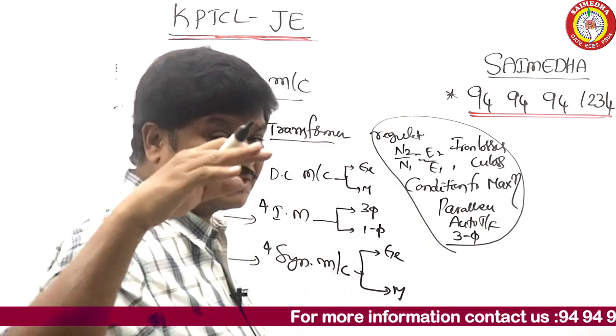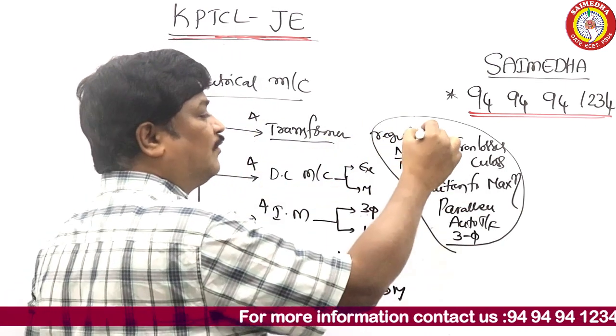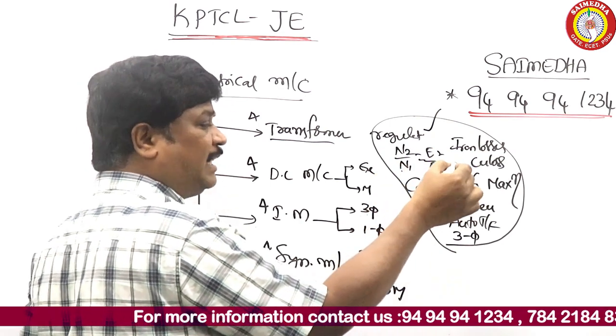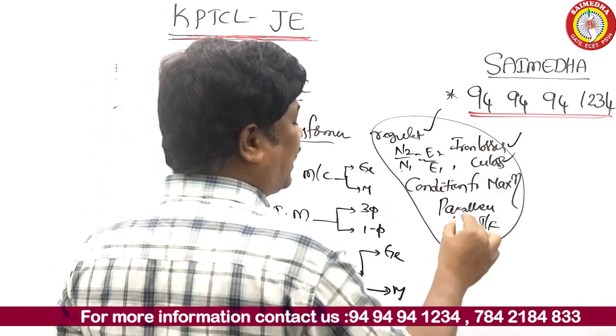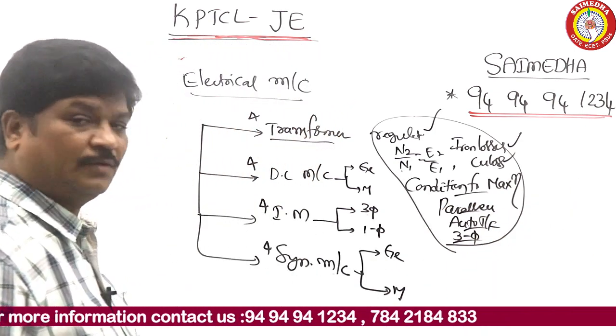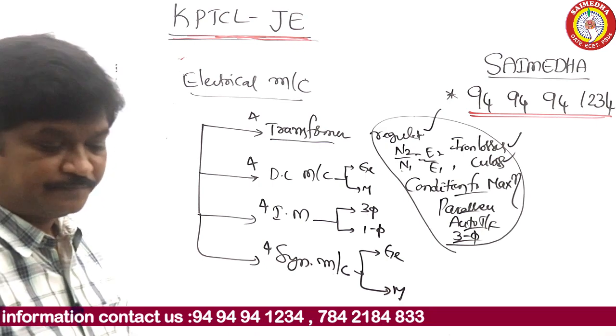Other topics you try to study, but for regulation, you can get one question. The ratio N2 by N1 is equal to E2 by E1. Relation between iron and copper losses. Condition for maximum efficiency. Parallel operation. 3-phase transformers, like that. This is about the transformer.